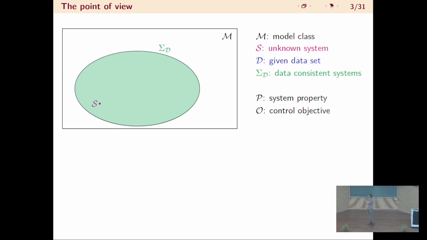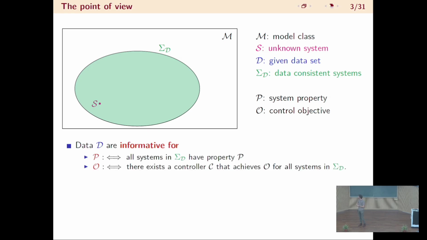Now let's also look at the system property P that we could be interested in. Yesterday we already saw some examples like controllability, stability, and we can also consider control objectives like stabilization, for instance. Then we said that the data are informative for this property P if all systems in sigma D have this same property P.